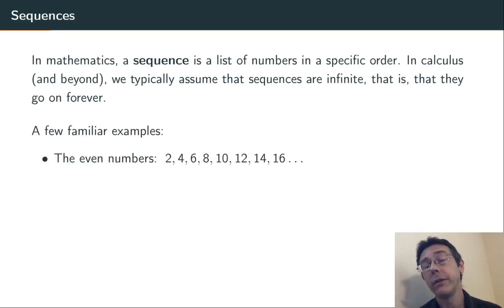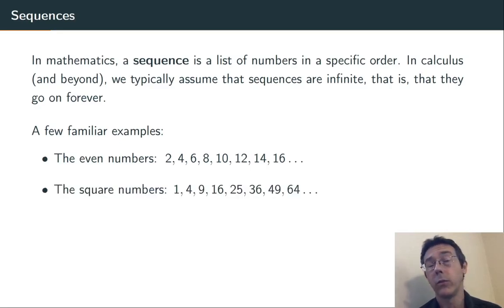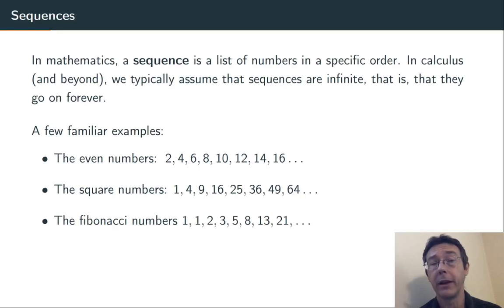You'll have already seen infinite sequences and just not realized it, perhaps. For example, the even numbers, the square numbers, and the Fibonacci numbers. In each case, these go on forever, and of course they have a specific order.